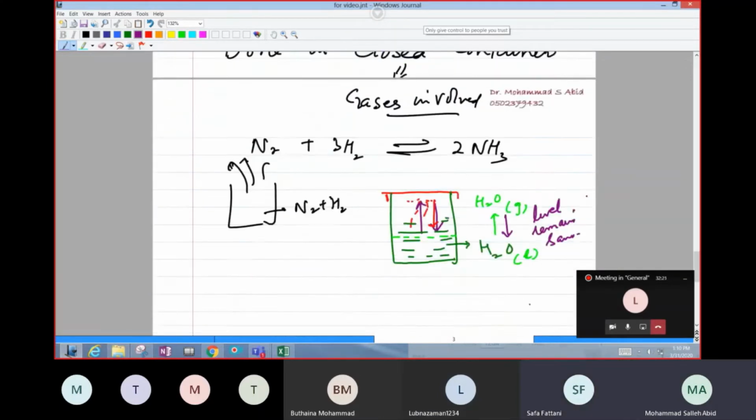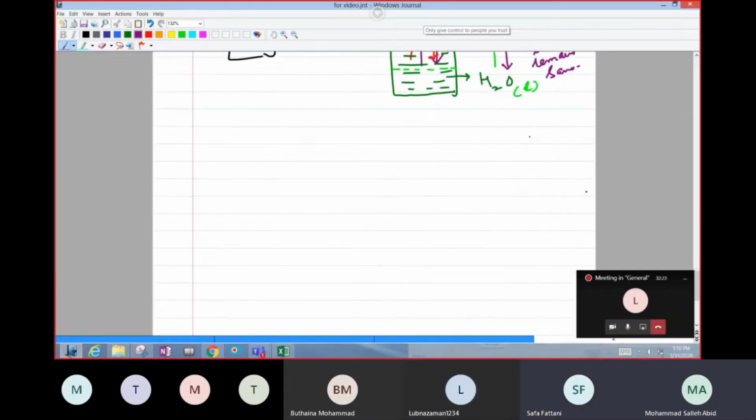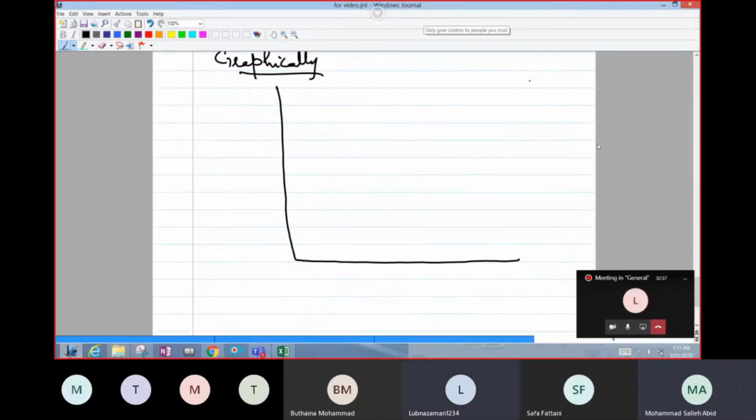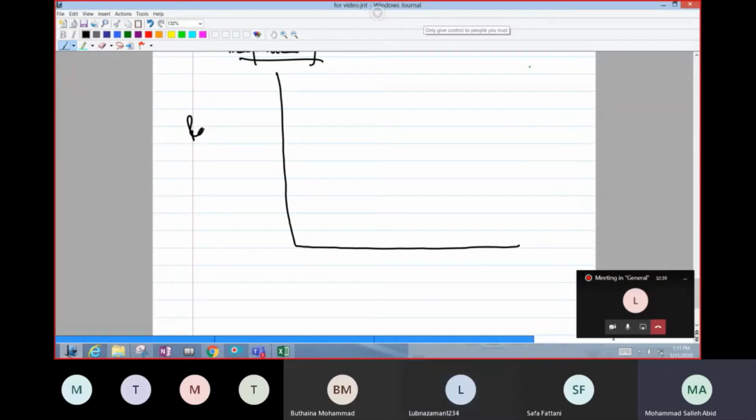Okay, now the next thing, let's try to understand this graphically. That's the more important thing. Graphically, how to show the equilibrium. So we know this from the rate of the reaction chapter, that the rate depends on the amount.